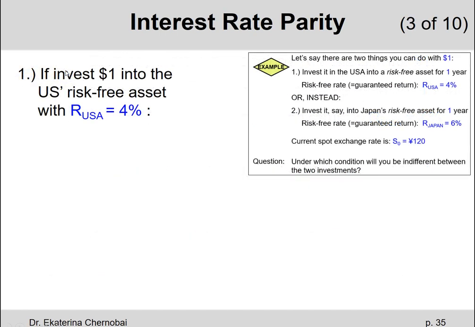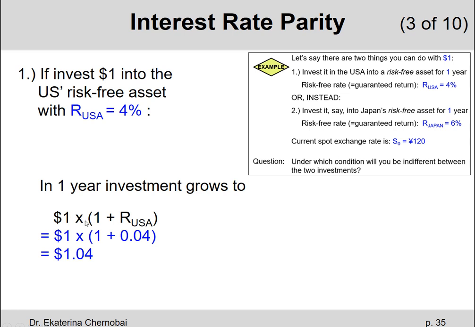Well, if we invest $1 into the US risk-free asset with the return of 4%, then in 1 year, this $1 investment will grow to $1 times 1 plus the interest rate, R_USA, which equals $1 times 1 plus 0.04 in decimals, which gives $1.04, right? It's basically the future value calculation.